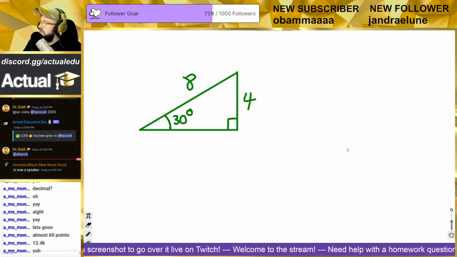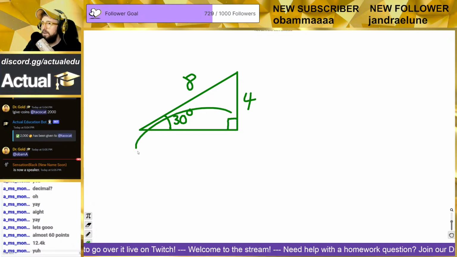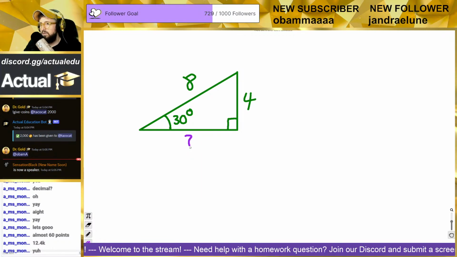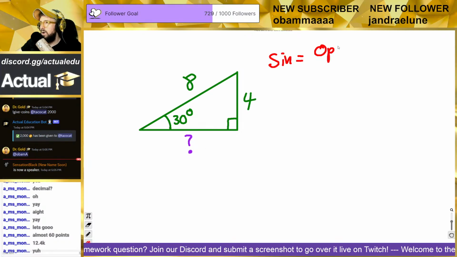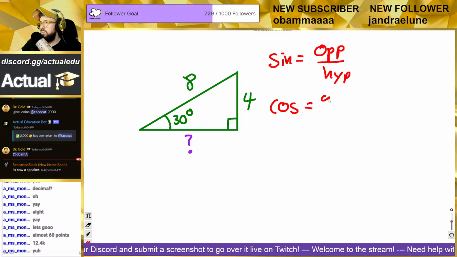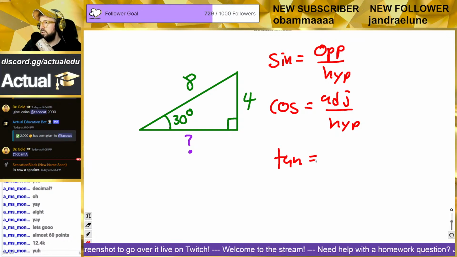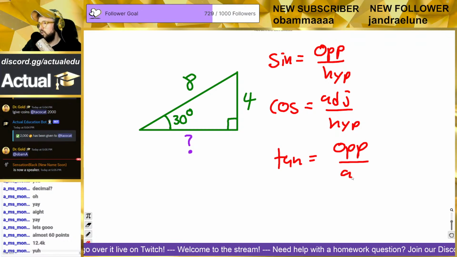You can use these things, sine, cosine, tangent, to figure out what the missing side is. What you learn is that sine is equal to opposite over hypotenuse. Cosine is equal to adjacent over hypotenuse. And tangent is equal to opposite over adjacent. These are probably words you're like, what are these things?